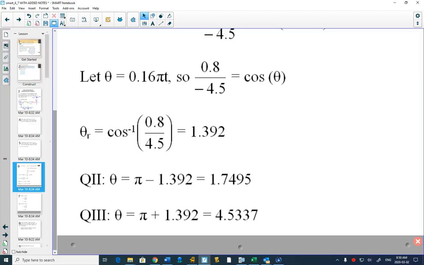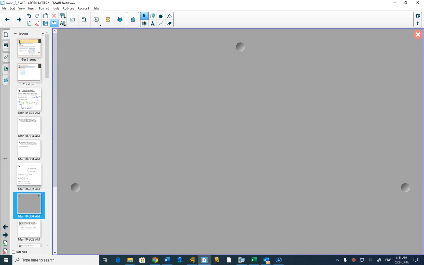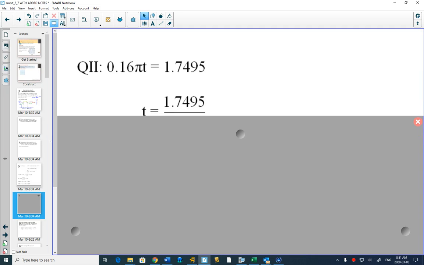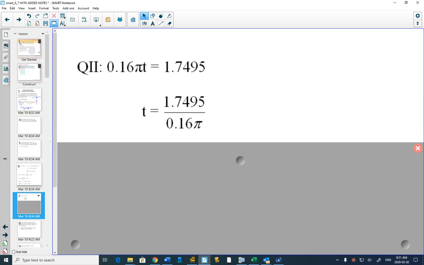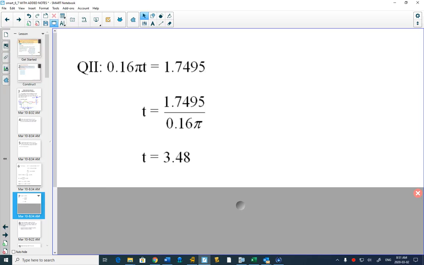Makes sense so far? The only thing that's kind of new in this one is this little substitution that I did, just because it looked complicated; it made it look simpler. Now I've got an answer for theta, 17.495 and 4.533. But I wanted to solve for t. So now we substitute back, instead of theta equals all of this. You could divide by the 0.16 pi, and you find out the first answer is 3.48.